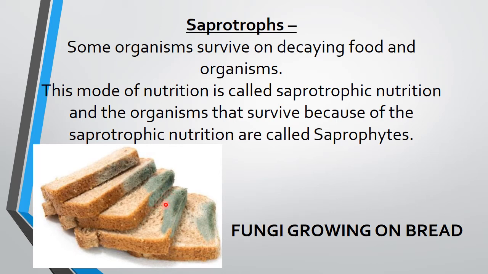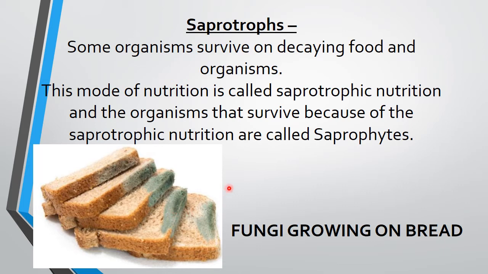They grow not only on bread, but also on pickles. That's why we add preserving agents like salt and vinegar to pickles, to avoid the growth of these saprotrophs. They grow on dead organic matter such as cow dung, wood, etc.